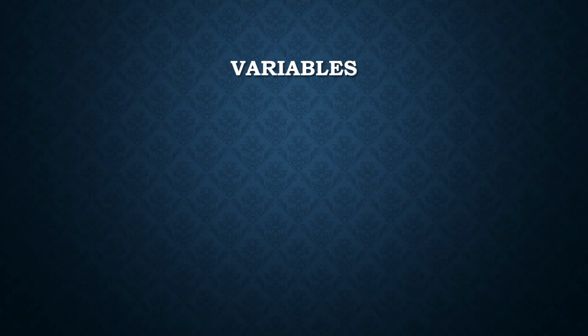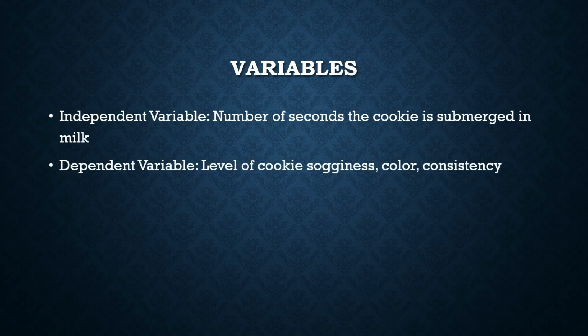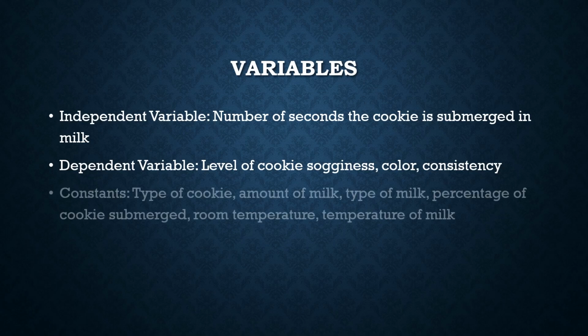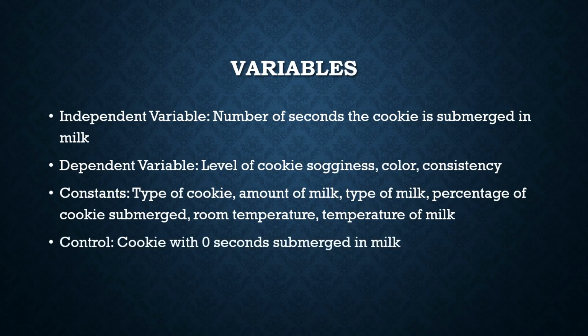The independent variable is the amount of seconds the cookie is submerged in the milk or other liquid, and the dependent variable is the level of cookie sogginess, color, and consistency. The constants of the experiment are the type of cookie, amount of milk, type of milk, percentage of cookie submerged, room temperature, and temperature of milk. So what you want to do is do all these trials at the same time using the same materials. The control for the experiment is going to be a cookie that has 0 seconds submerged in milk, or a cookie that was just taken out of the package.